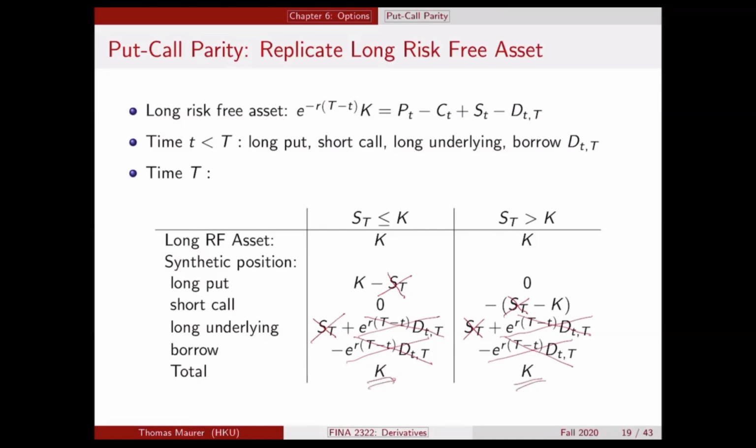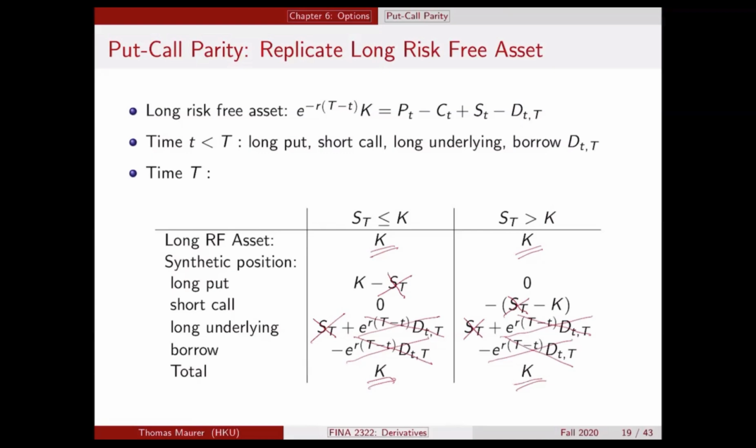And notice this is exactly the same as what you get if you bought a zero coupon bond with a face value of K dollars at time capital T. Since these two strategies, buying a zero coupon bond or buying a long position in put, short position in call, buying 1 unit of the underlying asset and borrowing the present value of dividends, both have exactly the same payoffs no matter what happens to the underlying asset, therefore the initial prices of these two strategies have to be the same. And that's our no arbitrage equation over here.